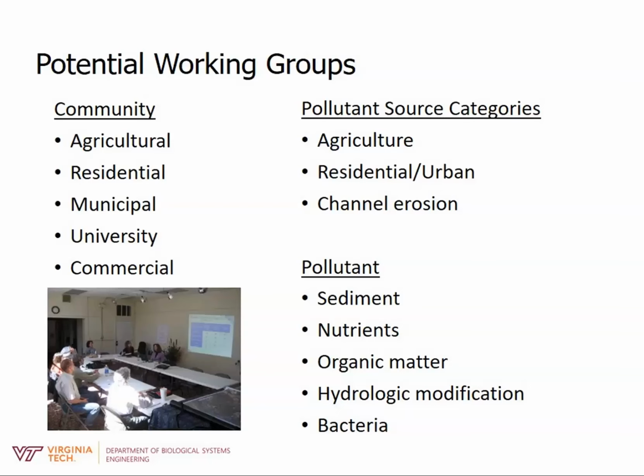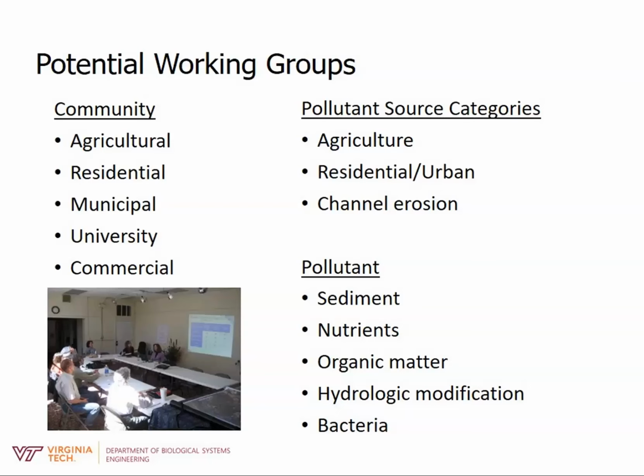So it's interesting, we talk about adaptive management, but I also think when you're developing an implementation plan, you also have to be adaptive depending on your stakeholders. There's no guarantee what kind of stakeholders you're going to get at the beginning. So you always have to be ready to work with what you have. For the potential working groups, here's just some examples of the way you could set up your working groups. You could either do it by community, by the pollutant source categories, or by the pollutant itself.